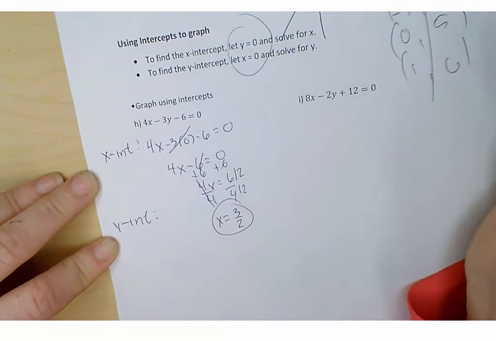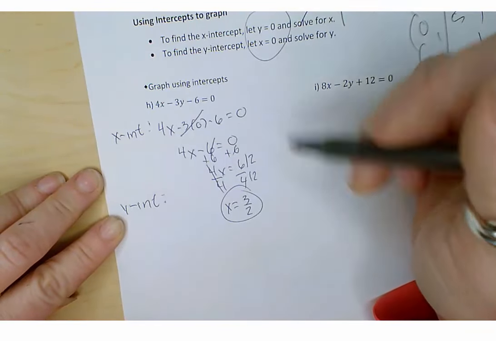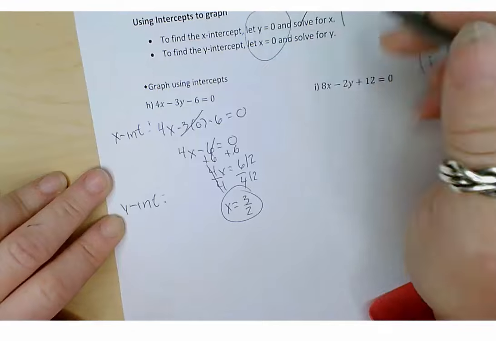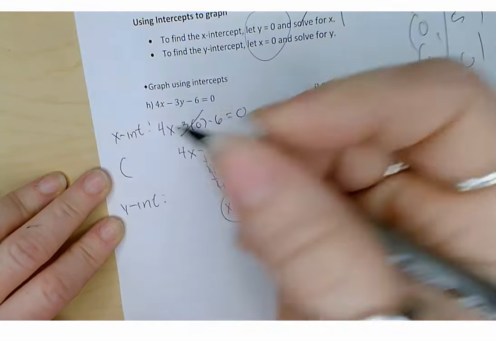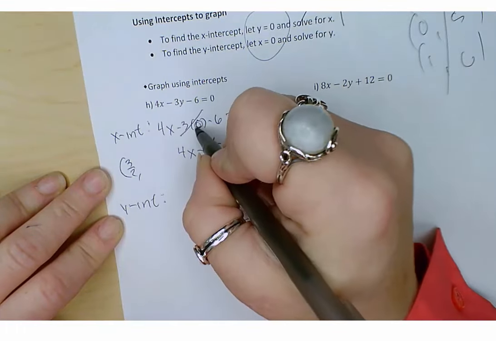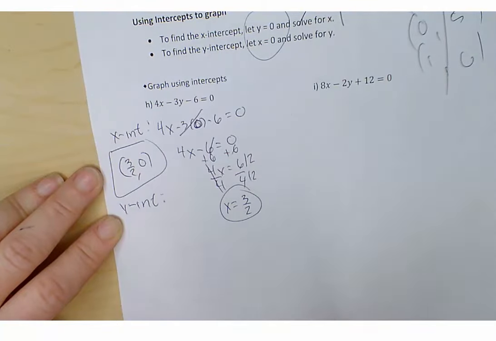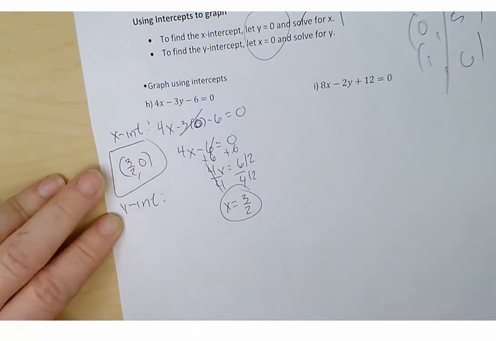Keep in mind that an x-intercept is an actual point. So your x-intercept is not just 3/2. It is the point made from that. A point is made up of an x and a y value. So our x is 3/2. Remember that we plugged in 0 for y. So our x-intercept is actually (3/2, 0).